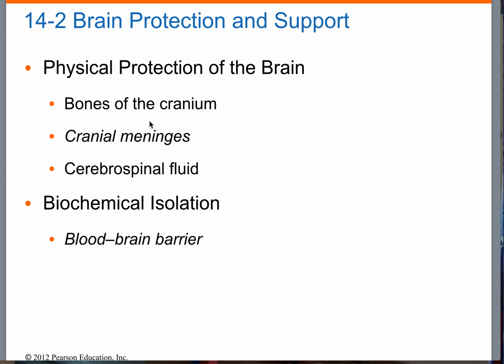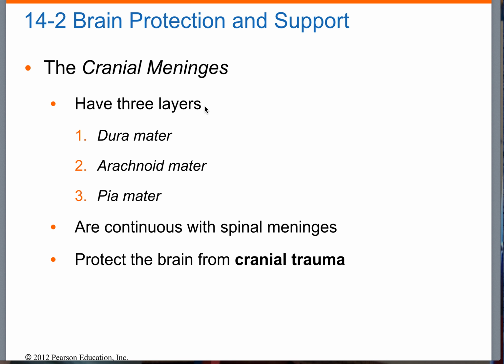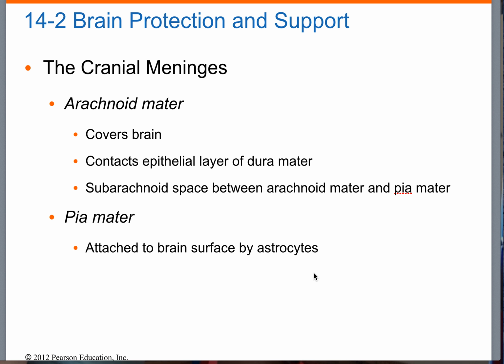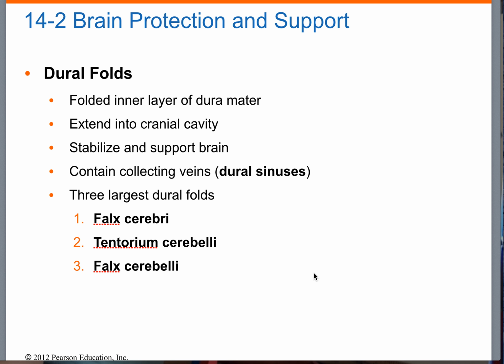And then, of course, the casing of the brain that protects it are the bones of the cranium. 3 layers, we went over that. And then we said protection from cranial trauma. Dura mater, you guys can review that. So a lot of this is going to be at this point a review for you to just kind of slow down through and read over whatever you guys want to read over.